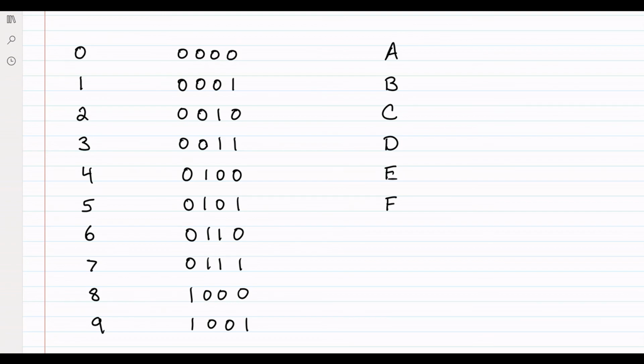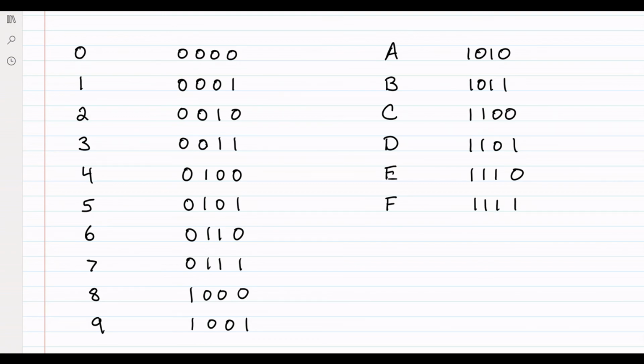these values. So A is 1, 0, 1, 0. Then we get 1, 0, 1, 1. And then we get 1, 1, 0, 0. 1, 1, 0, 1. E would be 1, 1, 1, 0, and then finally F is all 4 ones.